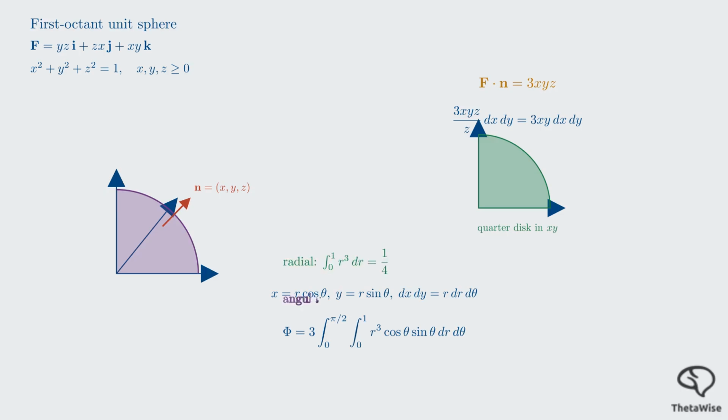The radial integral is 1/4, and the angular integral is 1/2, giving 3/8. The workflow is always normal: projection, substitution, limits, and evaluation.